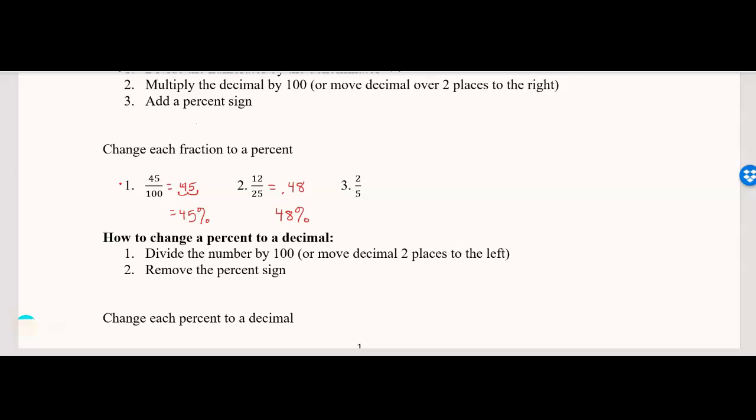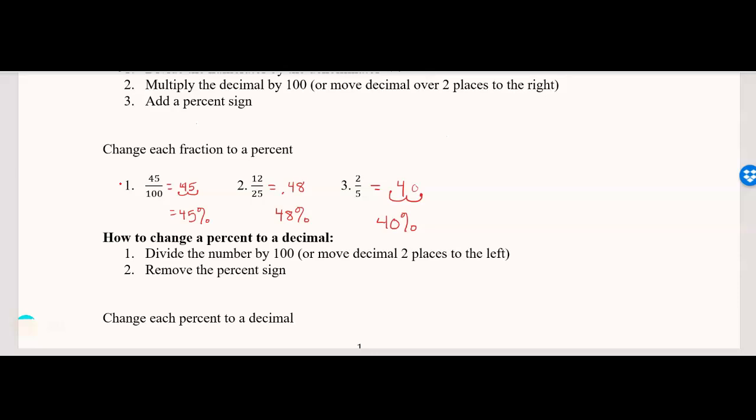The last one, 2 divided by 5. Again, take 2 divided by 5, and you get 0.4. Now, if you move this, again, multiply by 100 or move it 2 places to the right, that means I got to add my 0 here. This would then equate to 40%.